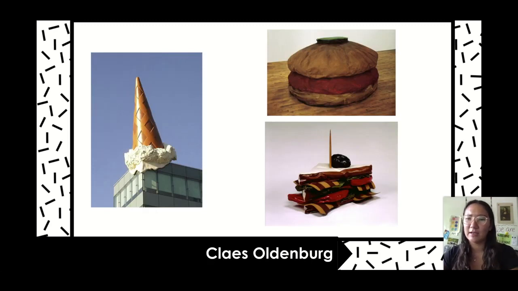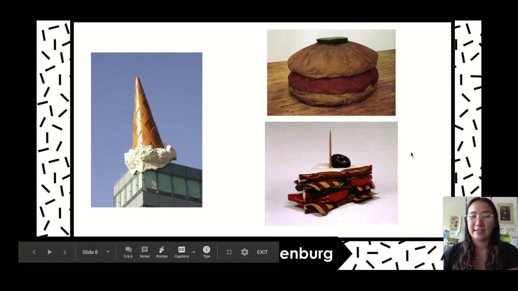First, let's see if there's something we can find in common between these pieces of art. Look at all three of them, and I wonder what they have in common. If you noticed that they're all food, then you're correct. So this is a huge sculpture on top of a building of a melting ice cream cone. This is another large sculpture of a hamburger, and another of a sandwich.